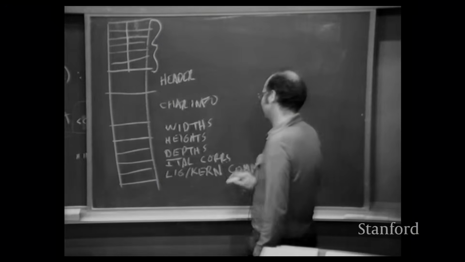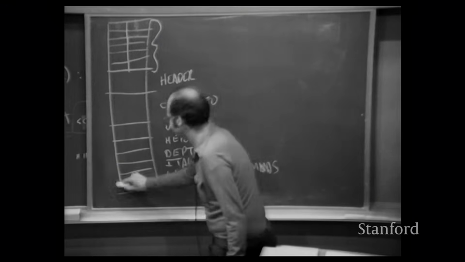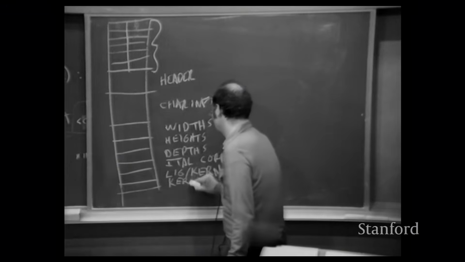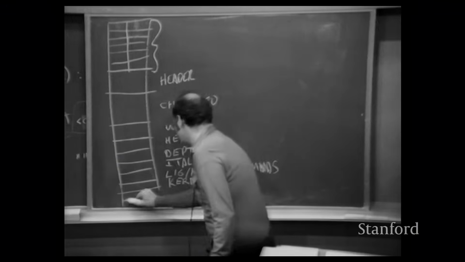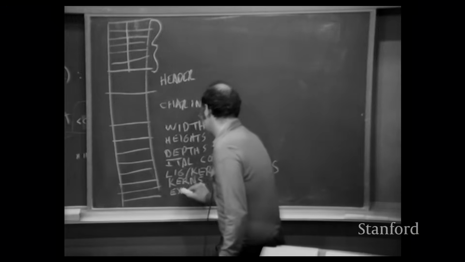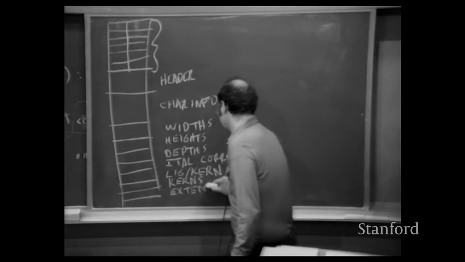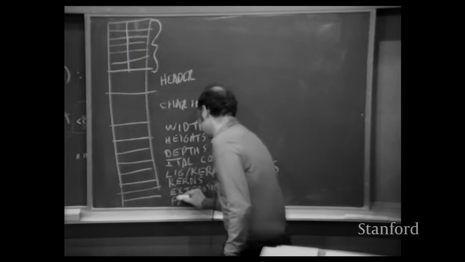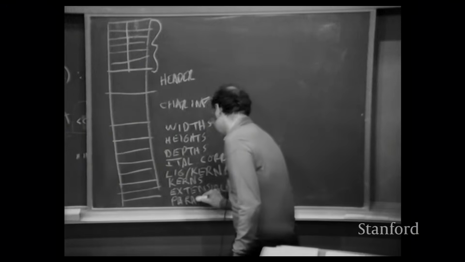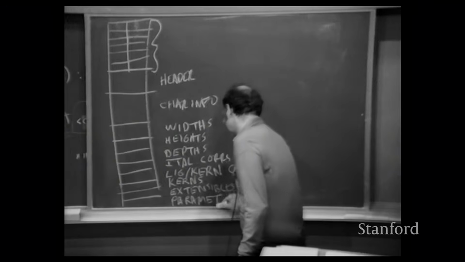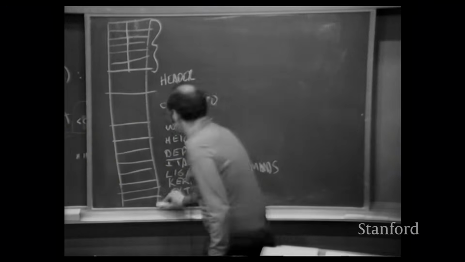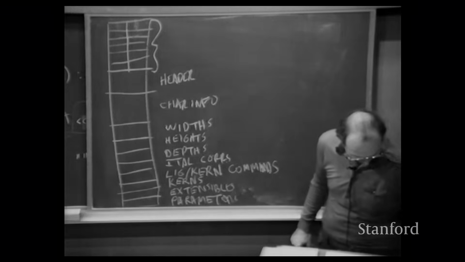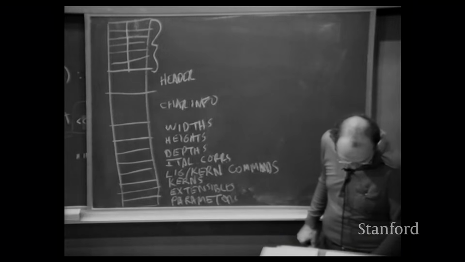Then comes, plan ahead here. Then come the kerns. And then come the extensible characters. And finally, the parameters. That's all. Just made it. Now, did I get it right? Yeah. Wow. Okay, kerns, yeah.